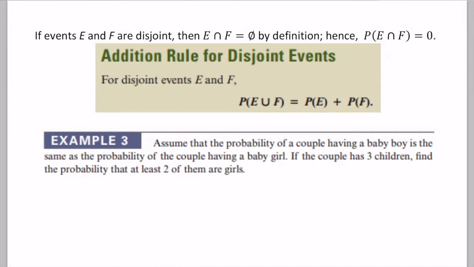Now, if events E and F are disjoint, then E intersection F is equal to the empty set, by definition. Hence the probability would be 0. Okay.